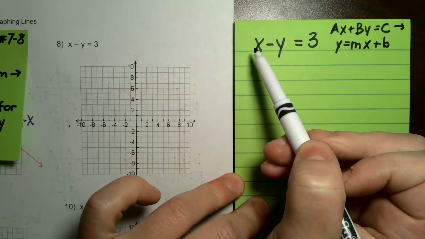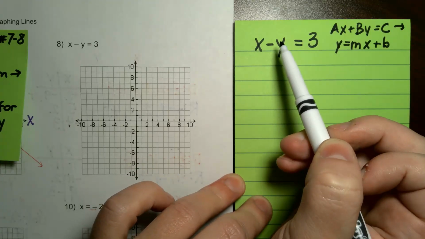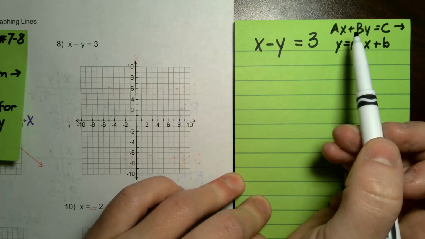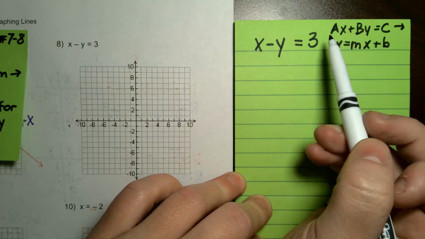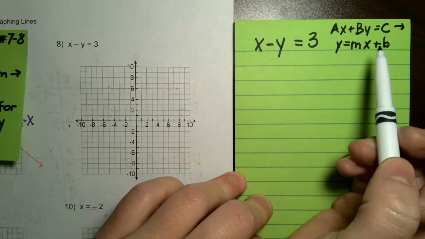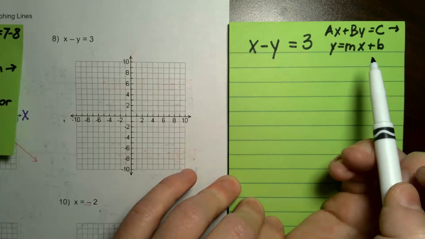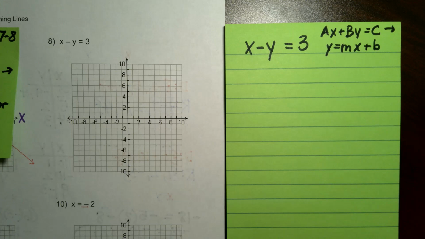So we see here that we have an x and a y on the same side. So we have standard form. If we want to convert it to slope-intercept, we need to get that y by itself. So what would our first step be to converting this equation?